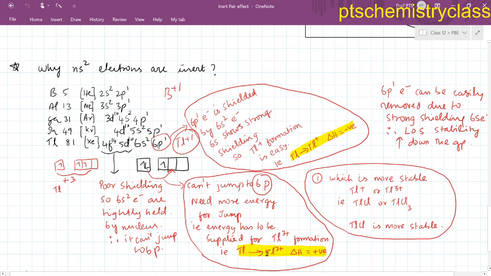So if you want to form the +3 oxidation state for thallium, you have to provide energy. Once you provide energy to the reactant, the reaction will generally be endothermic in nature, that is, delta H will be positive. Therefore, this compound formation is not favored. That means Tl+1 is more stable than Tl+3. So the common question you will get is which is more stable, Tl+1 or Tl+3. You know that Tl+1, that is TlCl, is more stable.